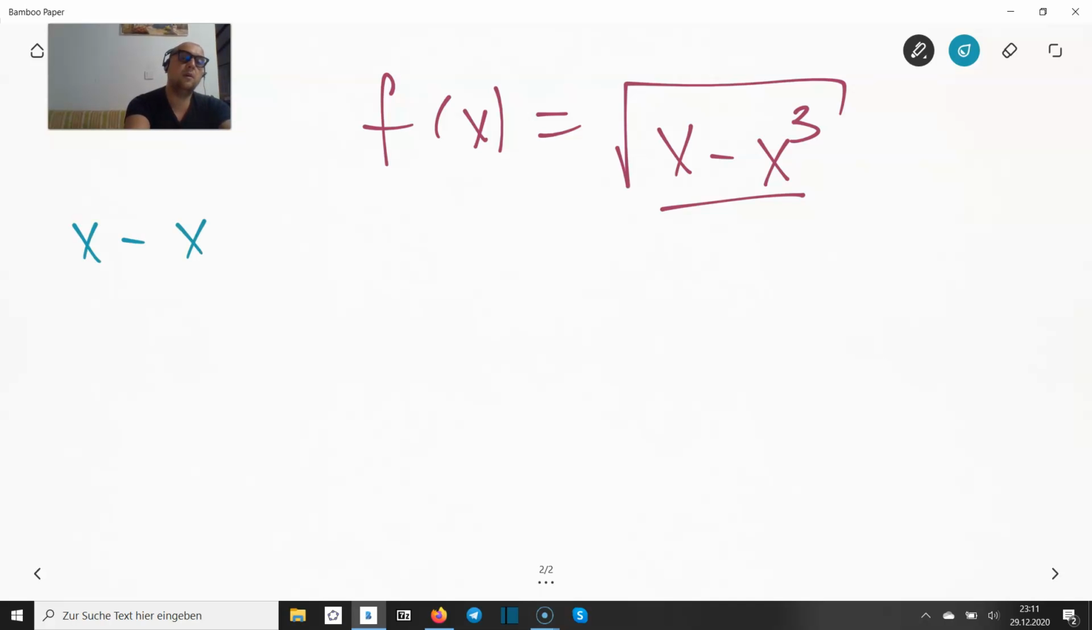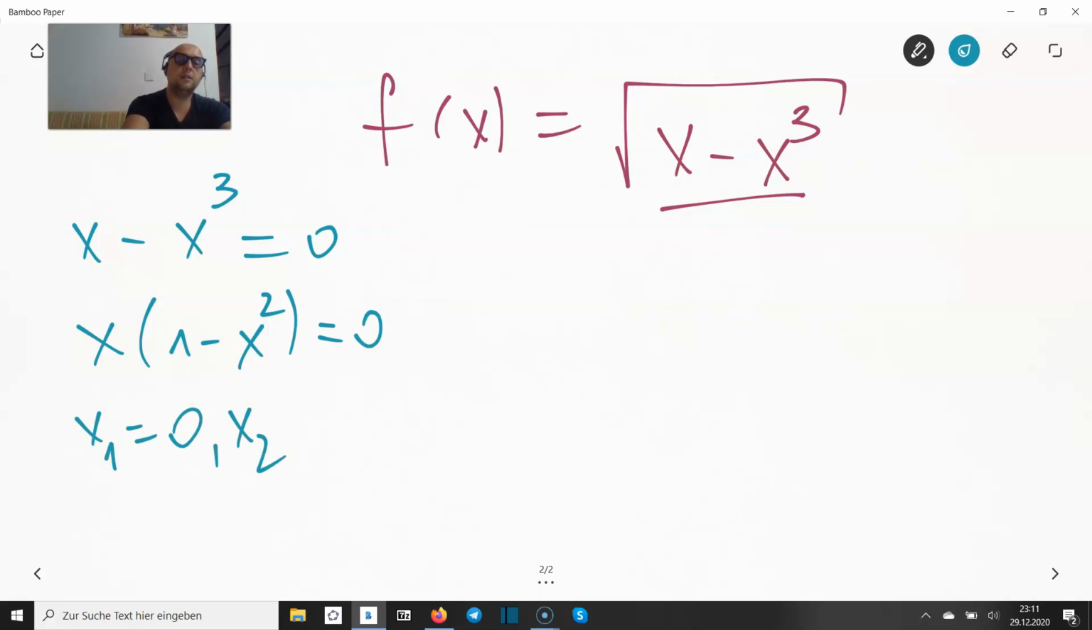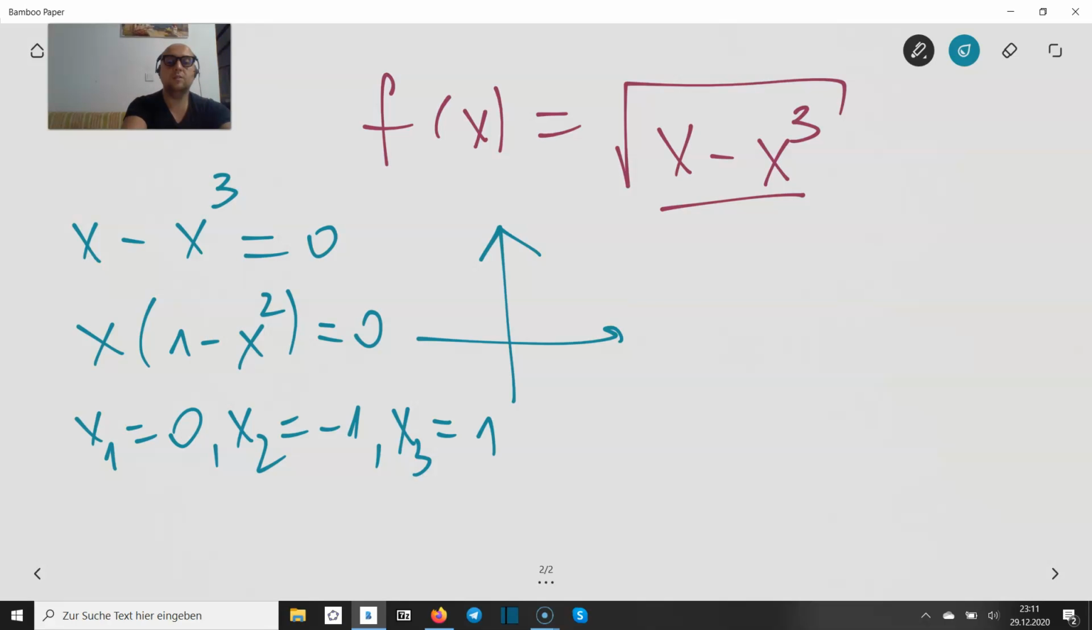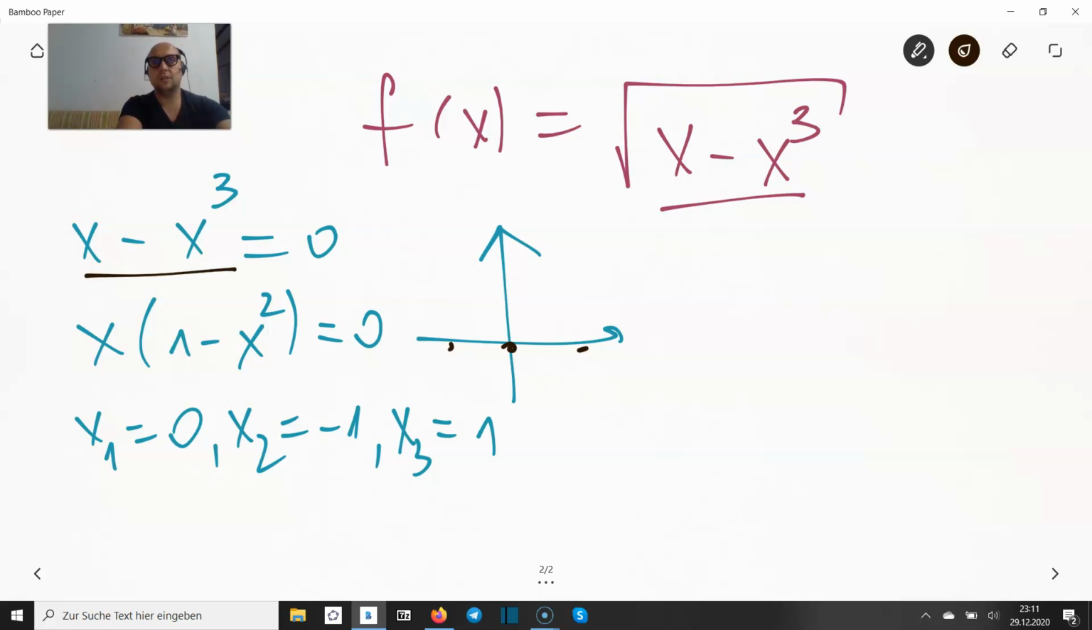And I think it's helpful to just see the graph. So you can take x out. It's x times 1 minus x squared equals 0. x1 is 0, x2 is minus 1, x3 is 1. So what is the graph of the function under the square root, of the radicand? Well, this is 0, this is minus 1, this is 1, and we're falling, as you can see, because of the minus sign in front of x cubed, so it looks like this. All right, so that's the graph.